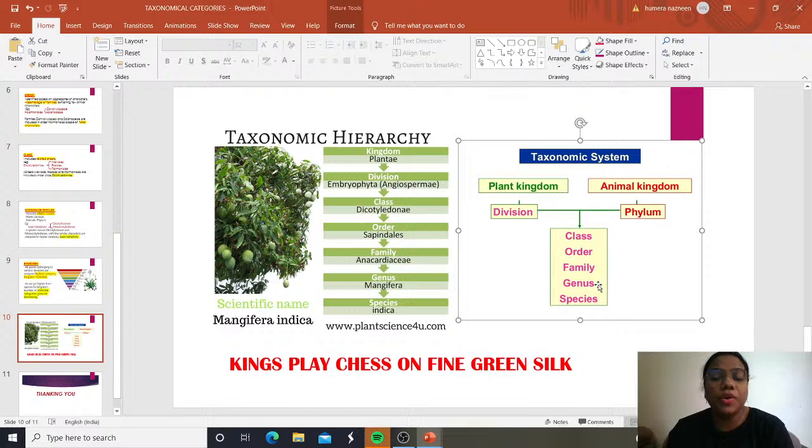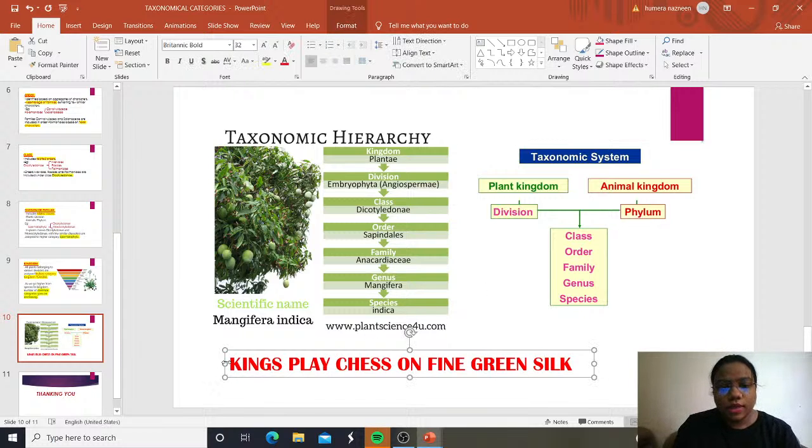Now you may ask how we should remember whether class, order, family come first and which come later. You just need to remember a simple sentence: Kings play chess on fine green silk. So K is kingdom, then phylum. If it is plants, phylum is replaced by division. Then C, class, order, family, genus and species. See here.